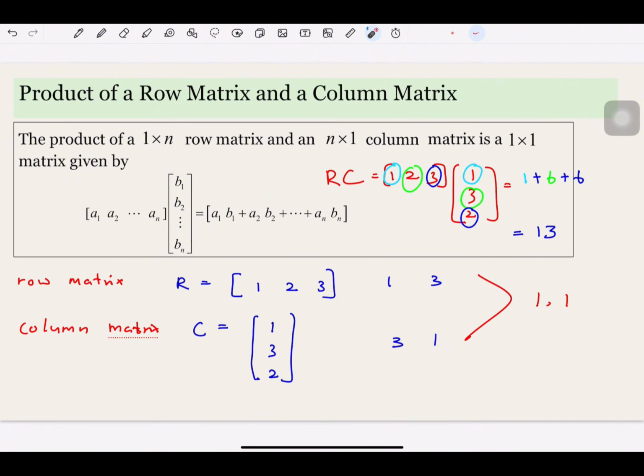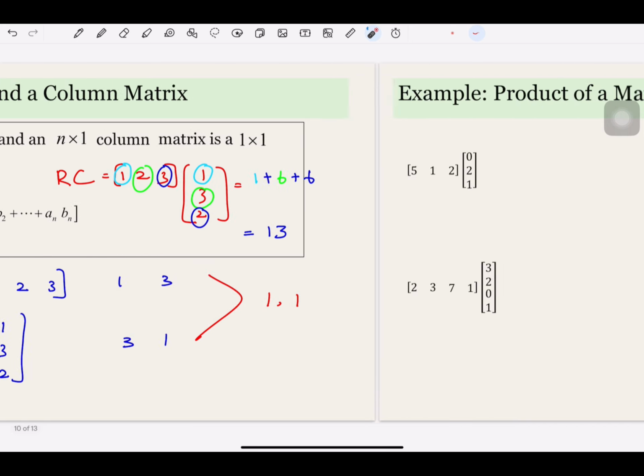So if you have a row matrix, let's say the number of columns in that row matrix is n, and you have another column matrix that is n by 1, which means the number of rows is n. In that case, if you multiply the two matrices together, you'll end up with a single number. You multiply the entries one by one and then add them together to get the answer. This is also known as the dot product in vector math. Okay, so let's try some examples.